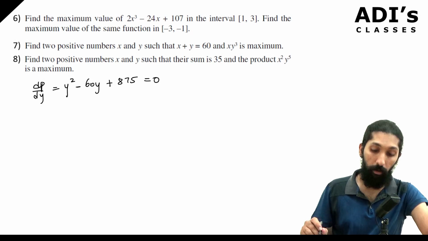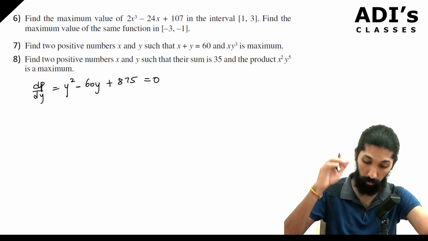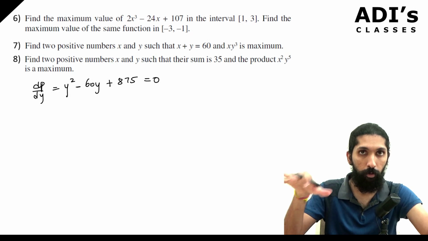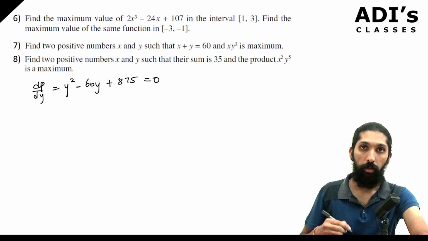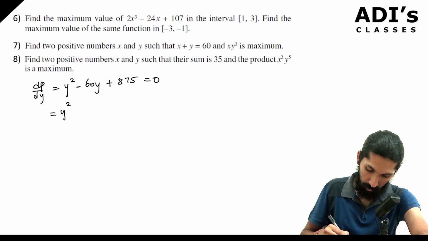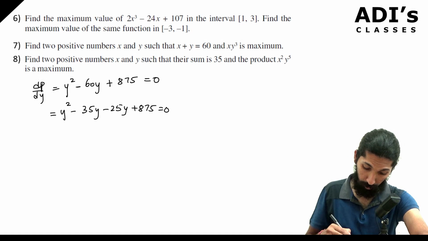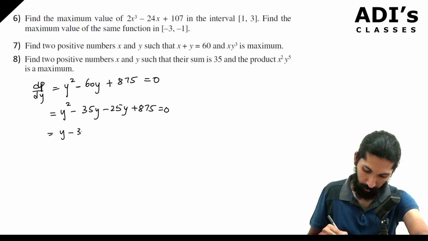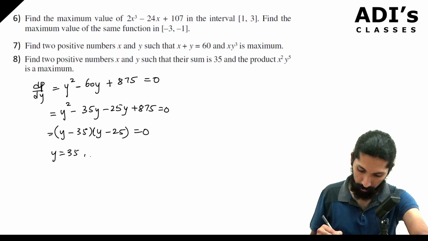Right, now we need to split the term in such a way that we get two values, correct? So let's do this one now. Remember, you can use the formula if you want, or you can just think of numbers which split it properly. Fine. As y square minus 35y minus 25y plus 875. Correct? So when you do this, you'll get y minus 35 into y minus 25 is equal to 0. So you have y is 35 or y is 25.